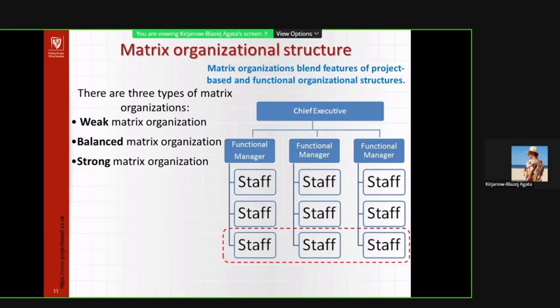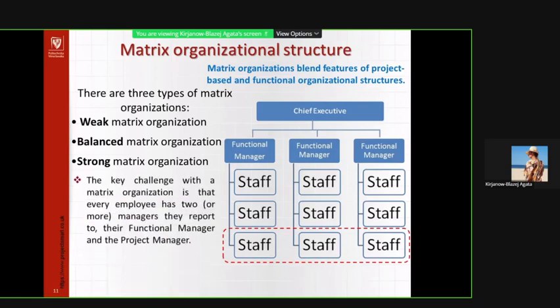And the key challenge with a matrix organization is that every employee has two or sometimes more managers they report to, the functional manager and the project manager. If they are working on multiple projects, they may have even more managers to report to.